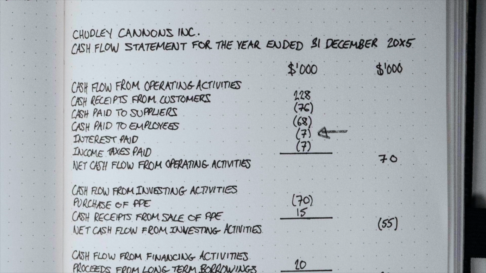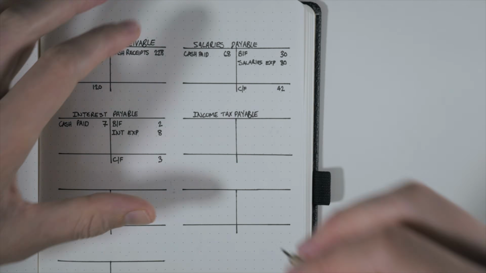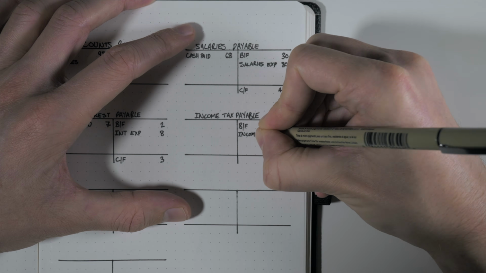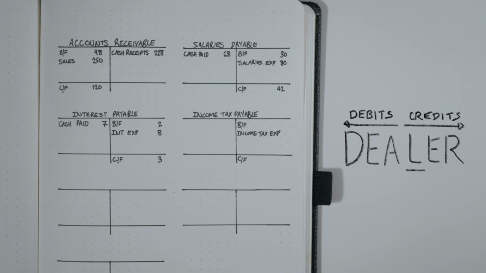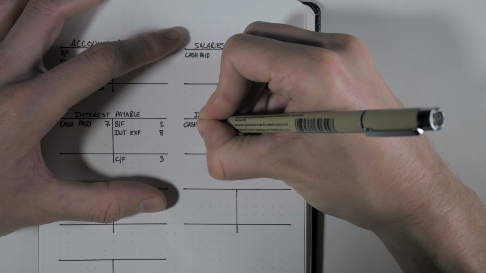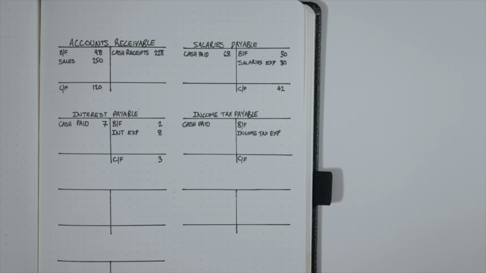The last line in cash flow from operating activities is income taxes paid, which we will work out now. The balance sheet account that we're going to need for this one is income tax payable, and since that's also a liability, the process is going to be very similar to the previous two examples. The opening balance, the income tax expense, and the closing balance go on the right-hand side of the T account because we are dealing with a normal credit account. On the debit side, we have income tax paid, which we are solving for.